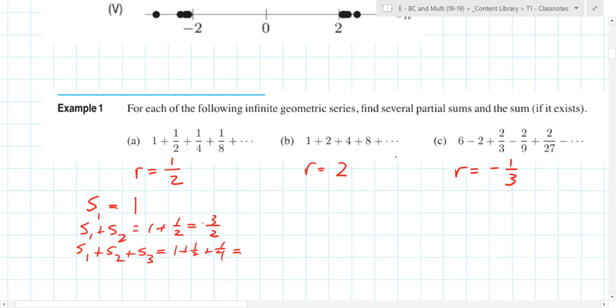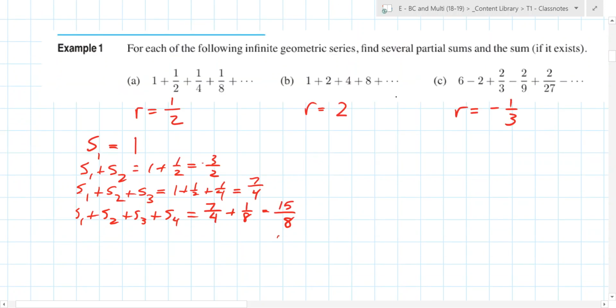Fractions. I know you love fractions. Come on, kids. What is it? 7/4. So I love it like that. And then S1 plus S2 plus S3 plus S4. So that's going to be, I'll just simplify it, 7/4 plus 1/8. So what's that going to be? 15/8. And you could keep going, theoretically, right?